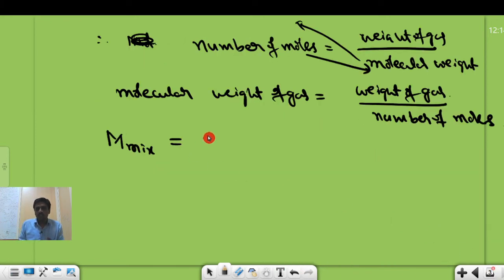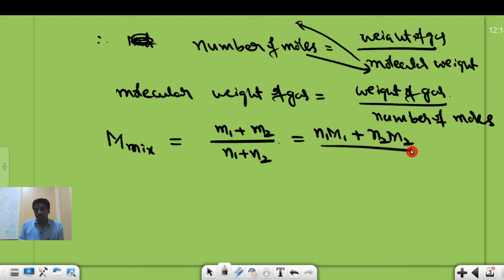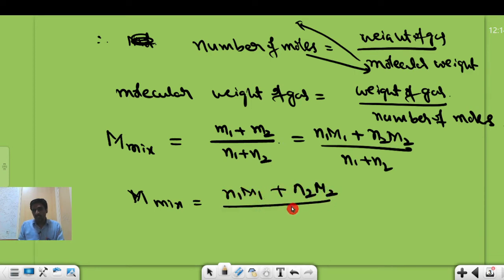Let me go to this one. The molecular weight of the mixture is equal to small m1 plus small m2 divided by the number of moles, which is N1 plus N2. So M mixture is equal to small n1 capital M1 plus small n2 capital M2 divided by N1 plus N2. With the help of this formula we can easily find the molecular weight of the mixture of gas. Here n1 is the number of moles and M1 is the molecular weight of the first gas.